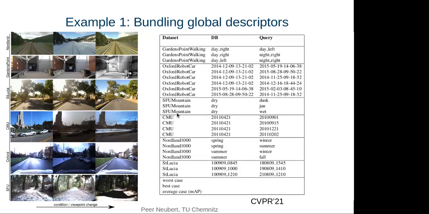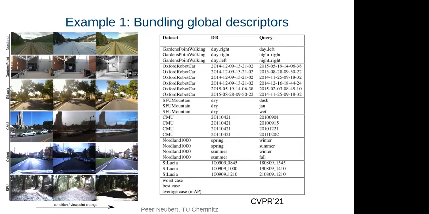So here each row shows examples from one of those data sets. They always have one database sequence and a query sequence, and they differ in the type of environment, indoor, outdoor, the type of viewpoint change, so how much the camera moves, for example, laterally, so to the left and to the right, and also the type of changes between the two sequences. But we really evaluated on a lot of data sets to get a good impression to evaluate the practical value of those approaches.